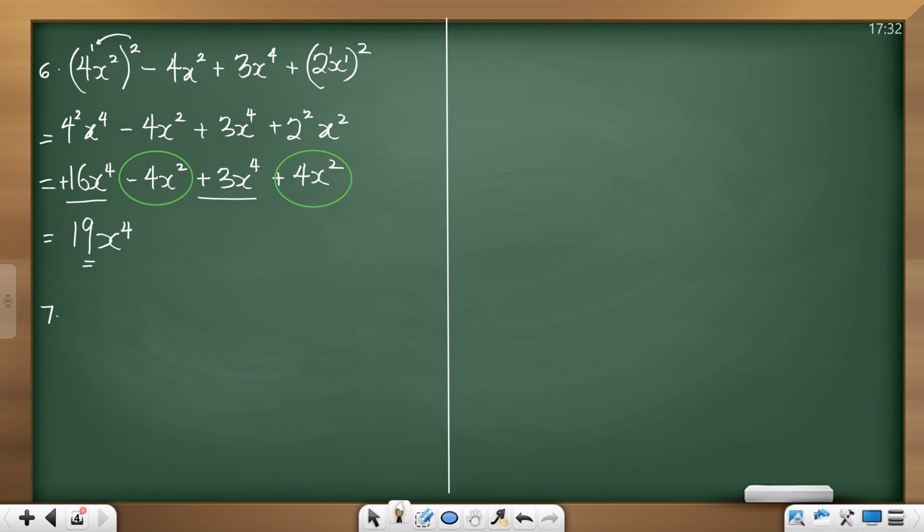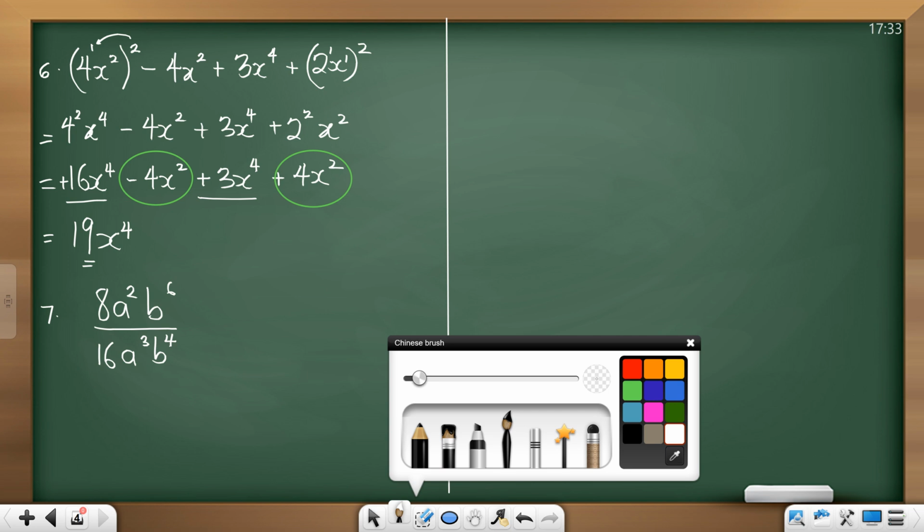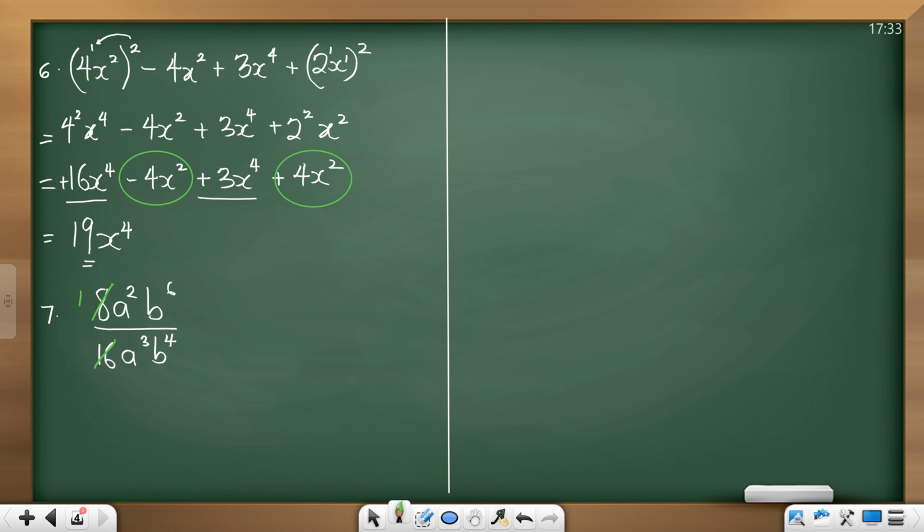Number 7. 8a to the power 2, b to the power 6. Now we go back to our division. Okay, let's look at the numbers. 8 and 16. I think we can divide both the numerator and denominator, and we are not subtracting, please. When it comes to the numbers, we are simply saying, is there something we can divide them with? Yes. 8 can divide 8, 1, and 8 can divide 16, 2. Okay, so I already see my answer, 1 over 2 there.